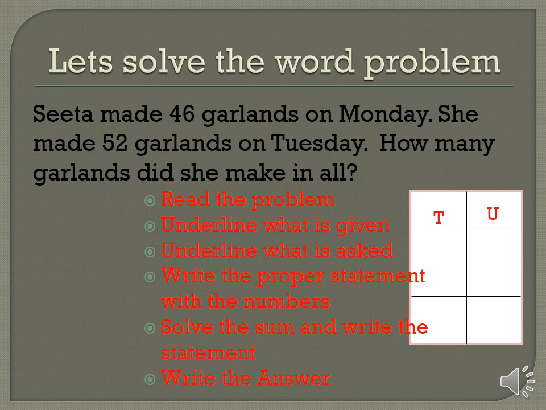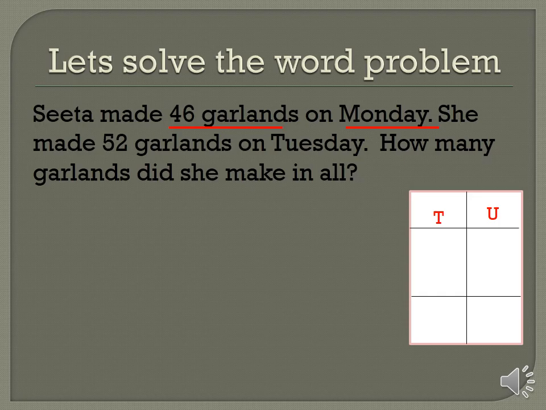So children, here let us understand what is the question. Sita, she made 46 garlands on Monday and 52 on Tuesday. And the question they are asking is how many garlands did she make in all? So we have to follow the rule. Let us underline what is given and what is asked. So 46 garlands on Monday and 52 garlands on Tuesday. So we have underlined all the numbers and the details regarding what it is.